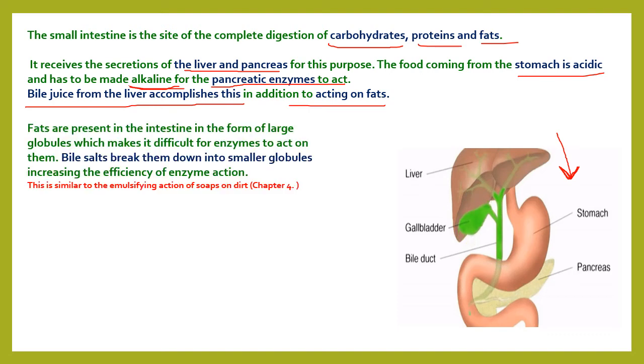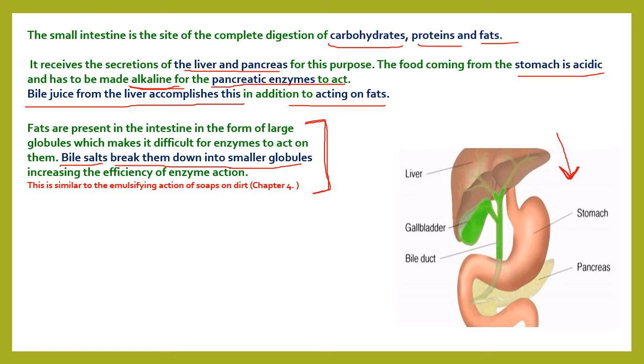Fats are present in the intestine in the form of large globules, which make it difficult for enzymes to act on them. So bile salt breaks them down into smaller globules, and that increases the efficiency of enzyme action. That is the function of bile. Bile क्या करता है? फैट्स को छोटे छोटे पीसेस में ब्रेक कर देता है. क्यों? जिससे कि उस पर एफिशिएंटली एक्शन हो सके एंजाइम्स का इन स्मॉल इंटेस्टाइन.